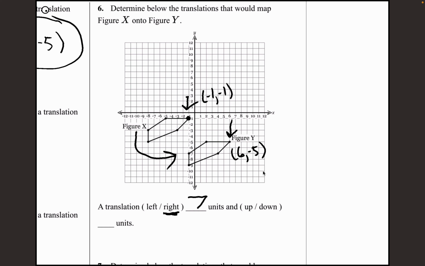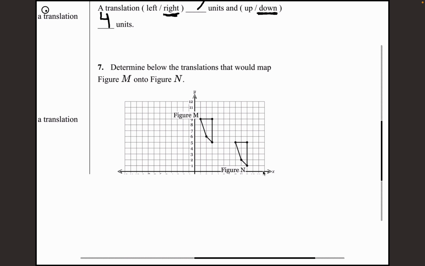All right, now we're going up or down? We're going down, so we go from -1 to -5. Okay, how many units is that? 4. Perfect, and then we're done. Okay? Yeah, pretty easy. Okay, good. Hopefully you're finding that pretty easy.